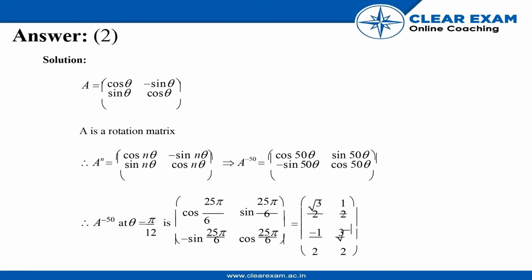So A to the power minus 50 at theta pi by 12: we put the value of theta here everywhere. In place of theta we put pi by 12, so we get cos 25 pi by 6, sin 25 pi by 6, minus sin 25 pi by 6, and cos 25 pi by 6. So we put their values, which come out to be root 3 by 2, 1 by 2, minus 1 by 2, and root 3 by 2.